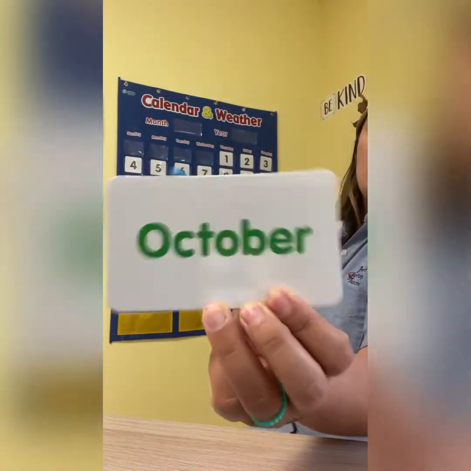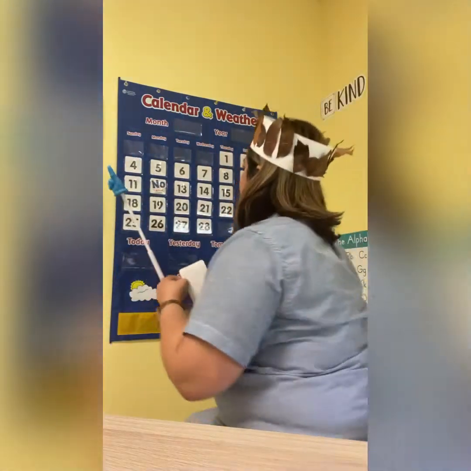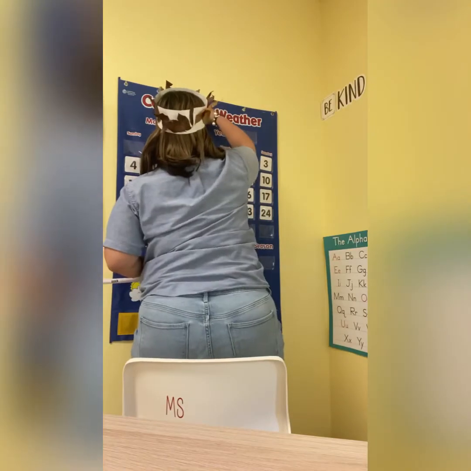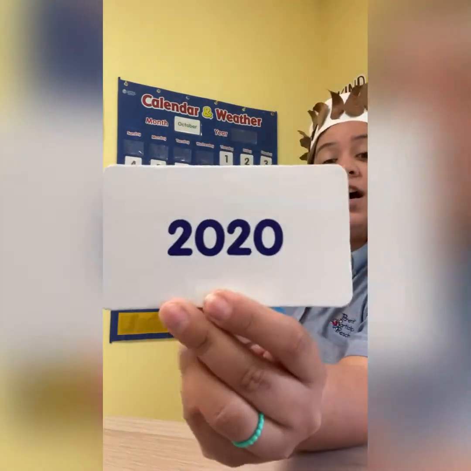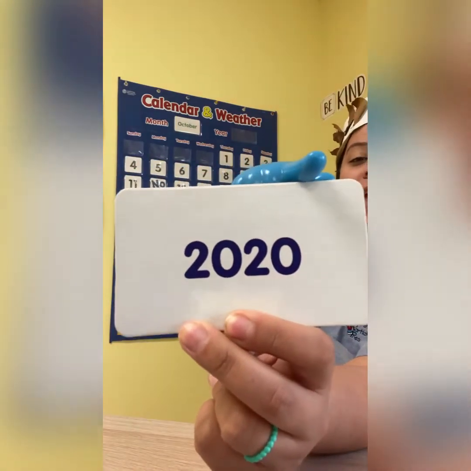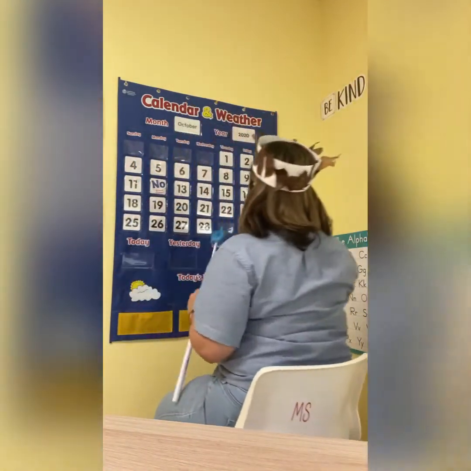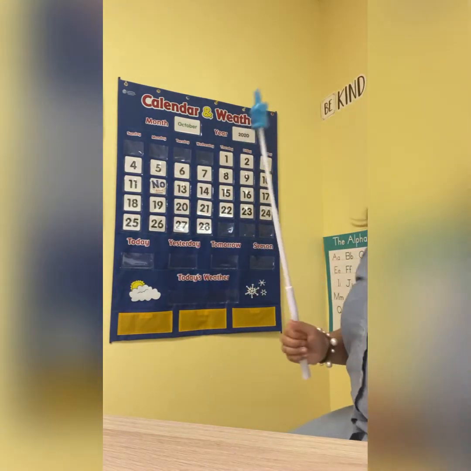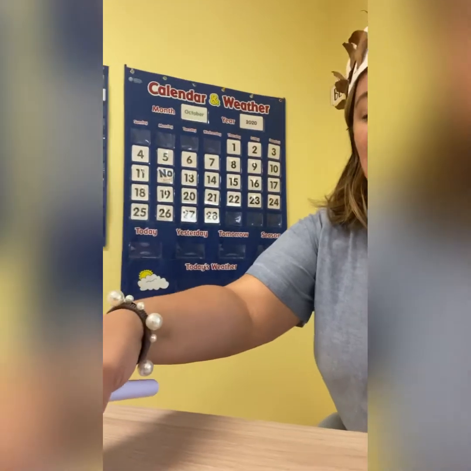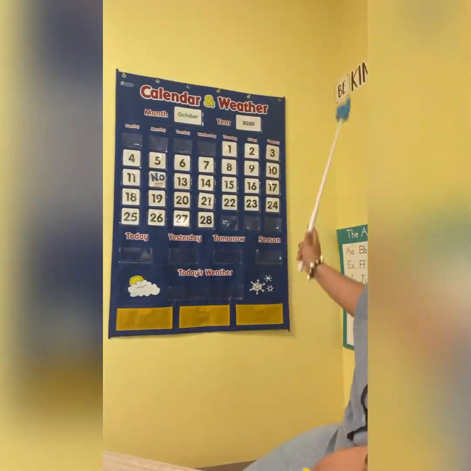Let's start. We are in the last week of the month of October. And yes, we're still in the year of 2020. And to see what number is today, we have to count from the first day. Let me put it better. First day of the month. Let's count.